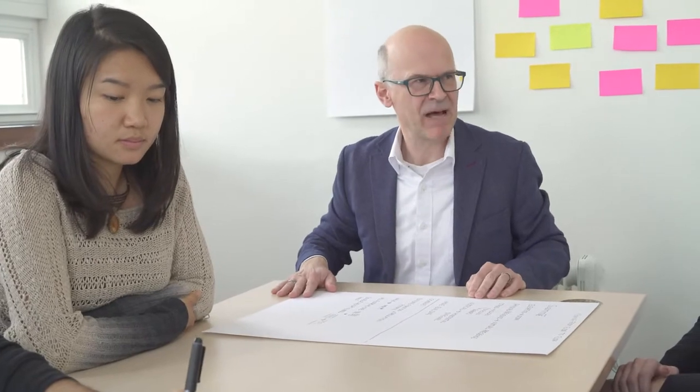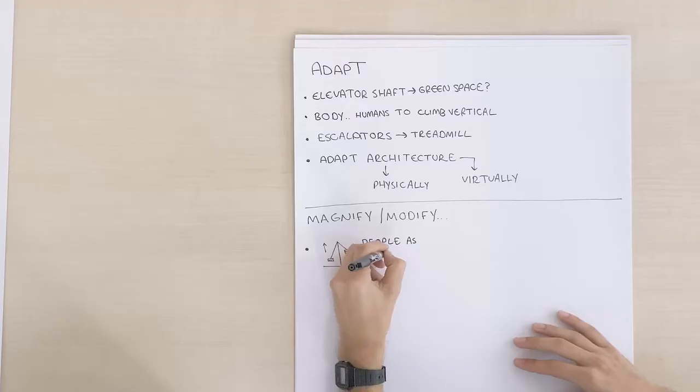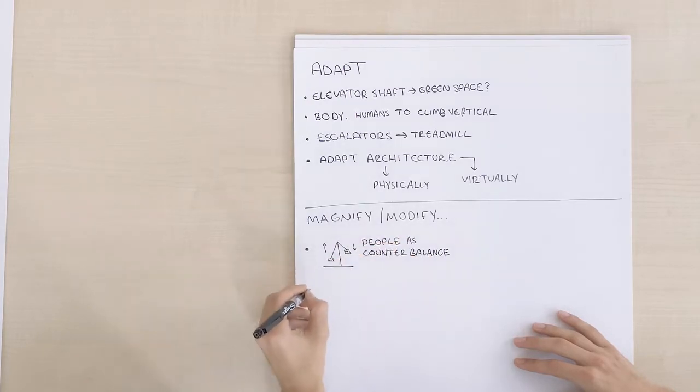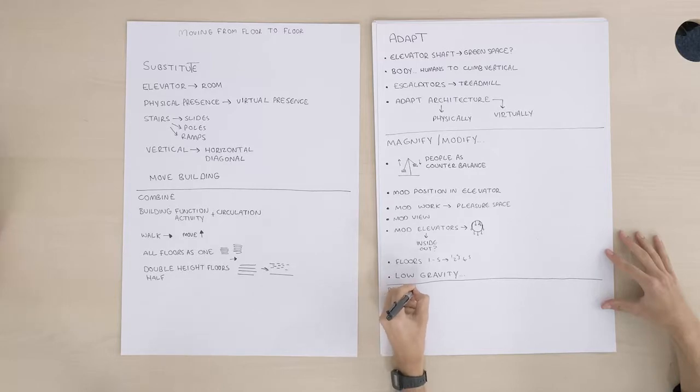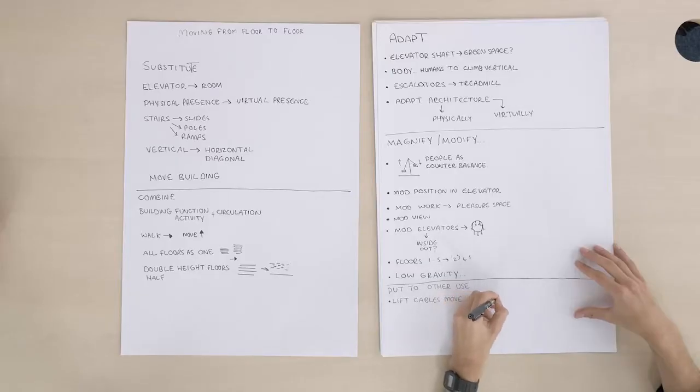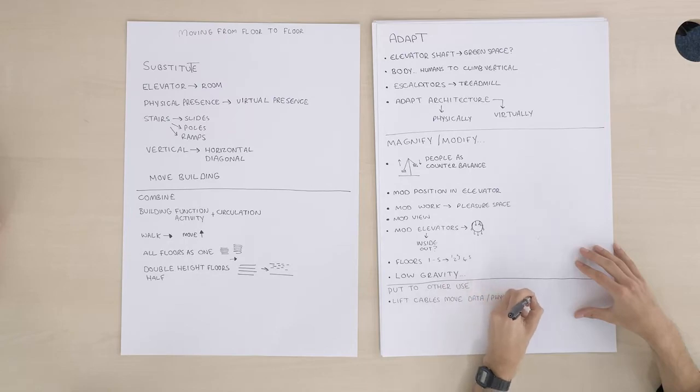What can we magnify or modify? Maybe with lifts, the counterweights can be timed. Instead of there being a physical counterweight, you can time it so that groups of people change. Okay, let's move on to put to other uses. What can we put to another use in terms of our challenge of moving people from floor to floor in a building? We could use the cables that move the lifts as communication devices.